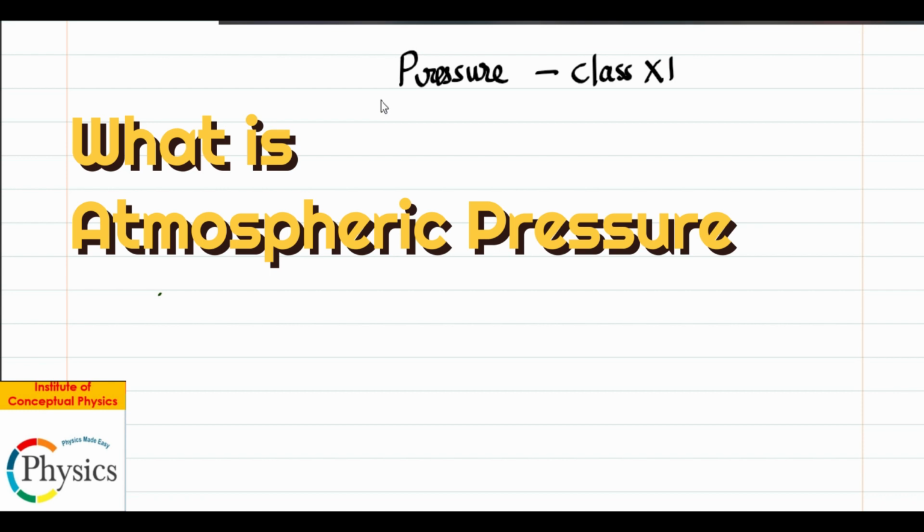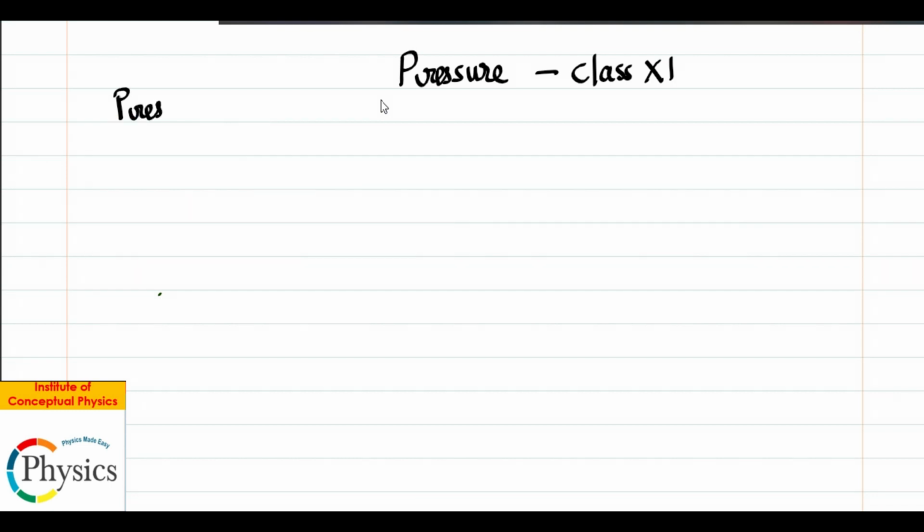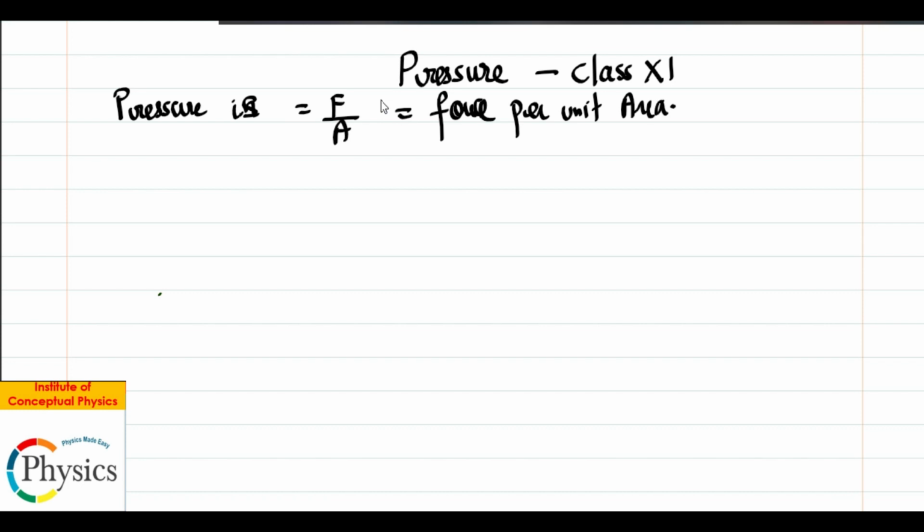First of all, pressure is a basic definition which you would have learnt in class ninth. Pressure is F upon A, so force per unit area, right? The units of pressure are Newton per meter square. A lot of people write it as pascal also, right? So it is one and the same thing, whether you see Pa or Newton per meter square.